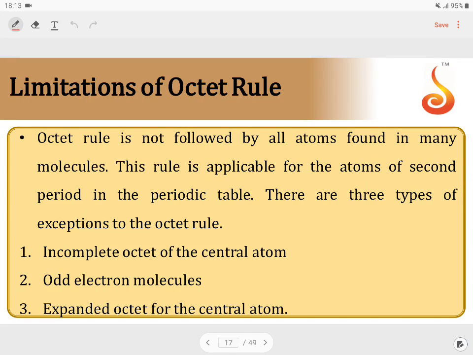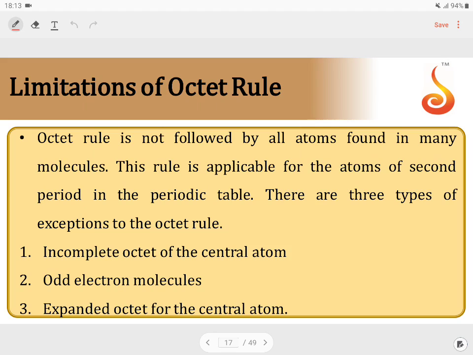Limitations of the octet rule. I've already told you the concept of the octet rule comes from the noble gases. All noble gases except helium have 8 electrons in their valence shell, so they do not react readily. They are stable. That's why it was thought that if any element in a compound has 8 electrons in its valence shell, it is said to be stable.